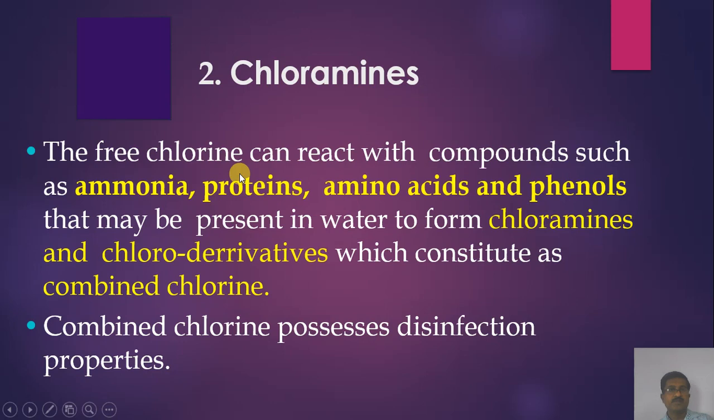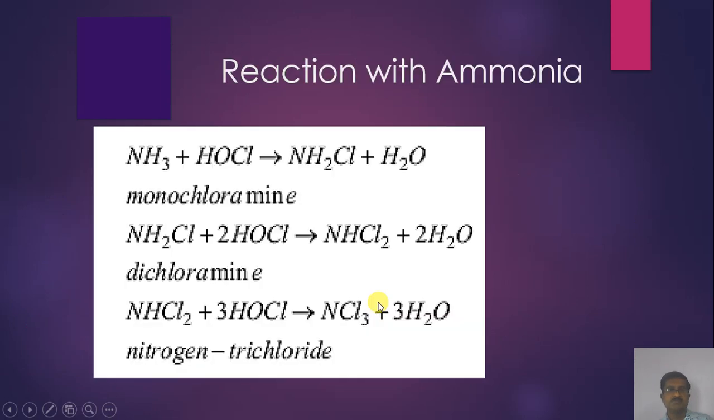Chloramines. The free chlorine can react with compounds such as ammonia, proteins, amino acids, and phenols that may be present in water to form chloramines and chloroderivatives, which constitute combined chlorine. Combined chlorine possesses disinfection properties. Now here you can see the reaction with ammonia. NH3 plus HOCl gives NH2Cl plus H2O, which is monochloramine.